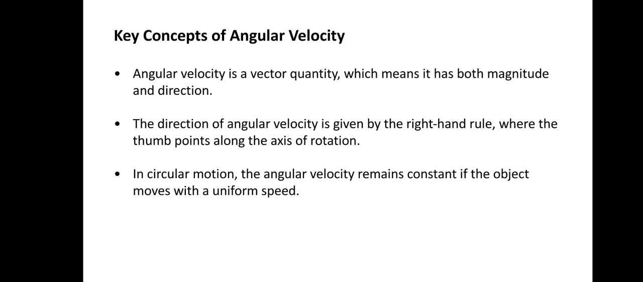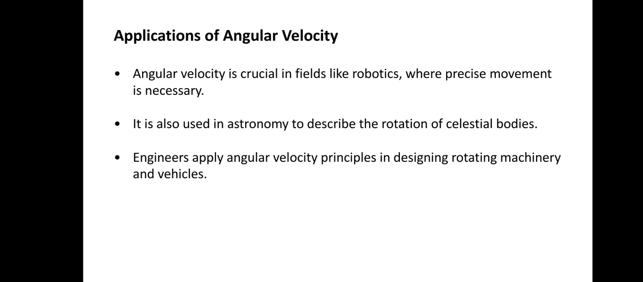Concepts of angular velocity. Angular velocity is a vector quantity, which means it has both magnitude and direction. The direction of angular velocity is given by the right hand rule, where the thumb points along the axis of rotation. In circular motion, the angular velocity remains constant if the object moves at a uniform speed.